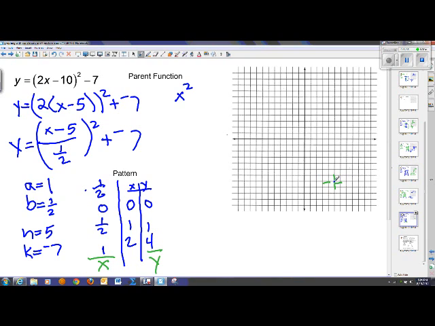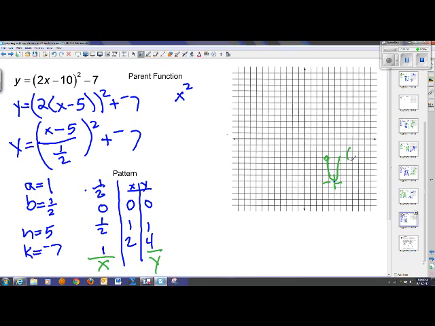So I'm going to go over a half and up 1. And then I'm going to go over 1 and up a total of 4. So you'll notice that this is squeezed in horizontally.